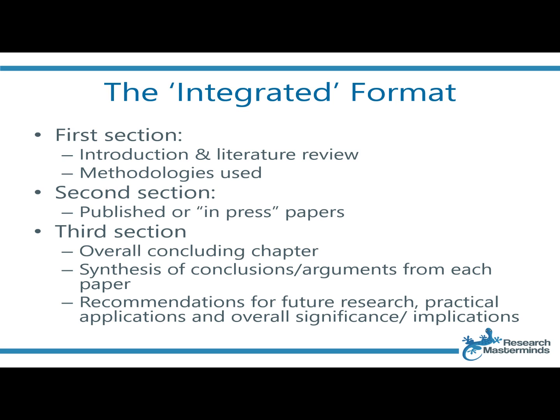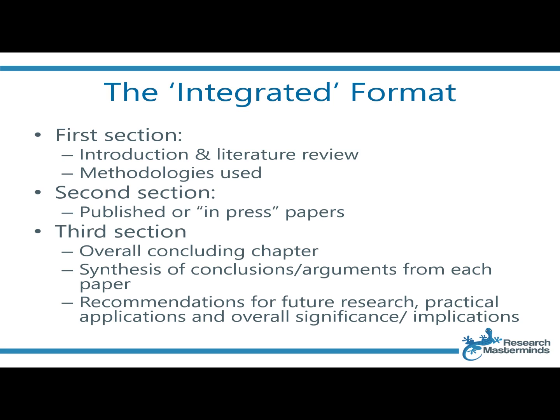And this can be done in the 3rd section, or if only 2 sections are preferred, it is included in the 1st section. Then you have your references at the end of each section, and then you have your 2nd section, and this contains your published or in-press papers. Then we get to the 3rd section, which is your overall concluding chapter. So it's a synthesis of conclusions or arguments from each paper, recommendations for future research or practical applications, or the overall significance or implications of the thesis.